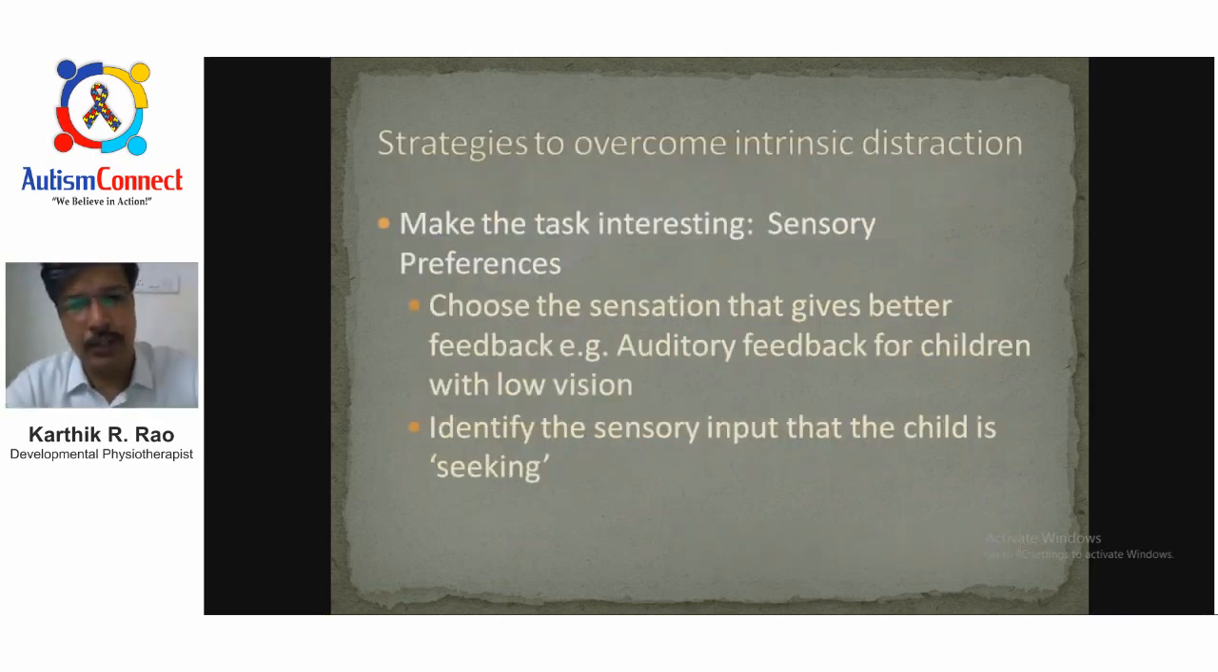So the other strategy to make the task interesting would be to focus on sensory preferences. So choose a sensation that gives better feedback. Example, auditory feedback for children with low vision. I think it is self-explanatory.